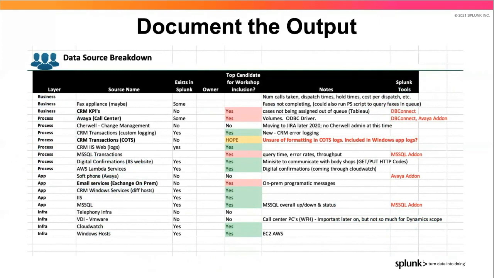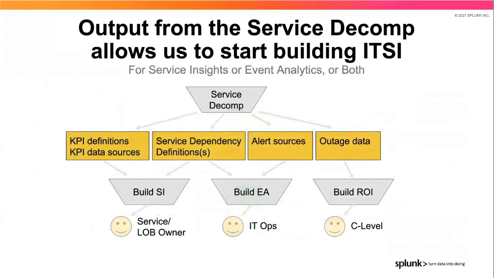We understand that we've hit different layers. We have the data sources that we want to pull in, the KPIs that we want to build, whether the data is in Splunk or not, who the owner is, that type of thing. So this is all good documentation to produce at the end of a service decomposition.